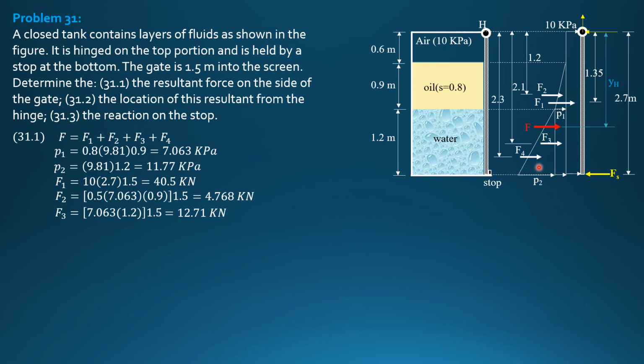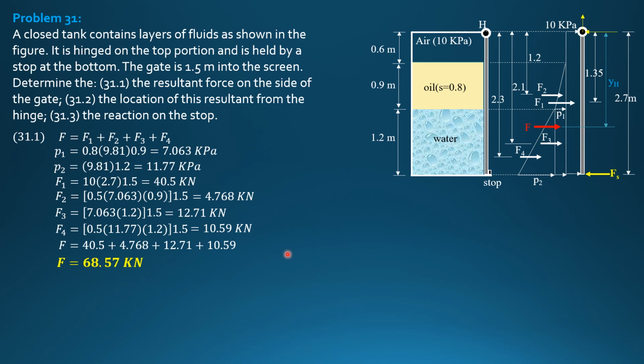Finally, F4 is 0.5 of P2, which is 11.77, times height 1.2, and perpendicular to the board, 1.5. So F4 is 10.59 kilonewtons. Finally, F is equal to 40.5 plus 4.768 plus 12.71 plus 10.59. So F is 68.57 kilonewtons. Then the location of this resultant from the hinge, we use Varignon's theorem. The moment of the resultant is equal to the sum of the moments of its components.